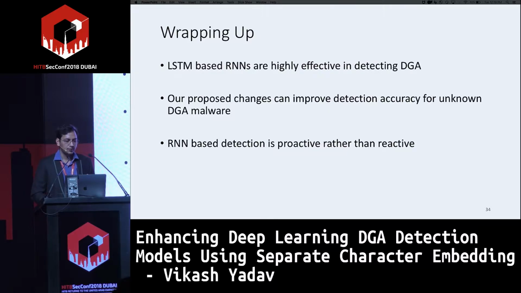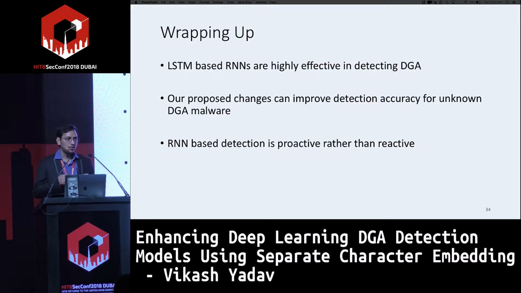To summarize, LSTMs are highly effective in detecting DGAs. As we saw, the model gives 99% accuracy. It's able to detect DGA with very high accuracy for non-DGA. And with our proposed changes, it improves the accuracy in detecting the unknown DGAs as well.